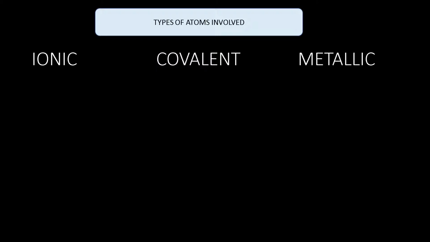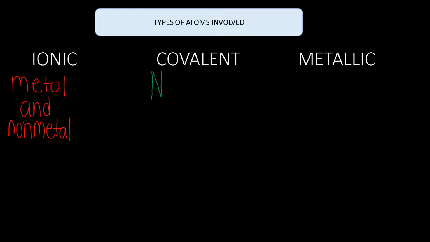So for ionic bonding to occur, we must have a metal and a nonmetal. For covalent bonding to occur, we must have two nonmetals, and for metallic bonding to occur, we must have metals and metals. So two metals.